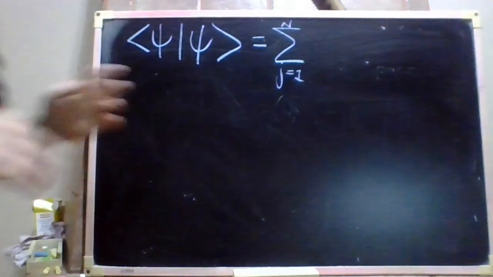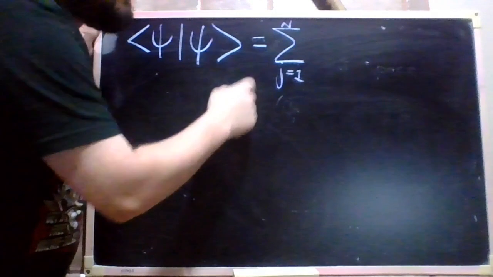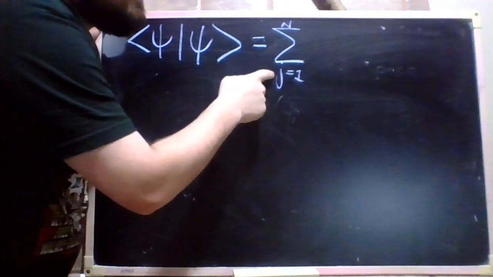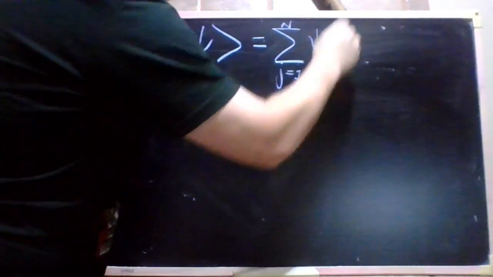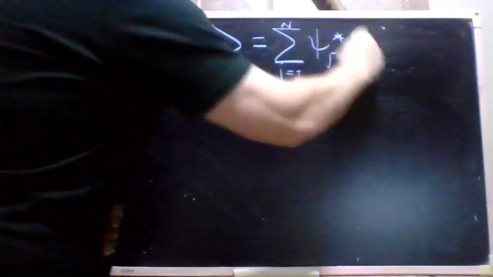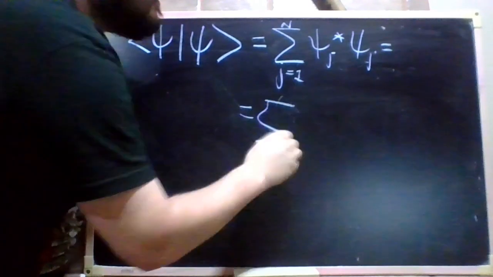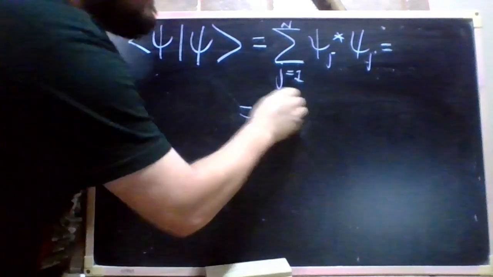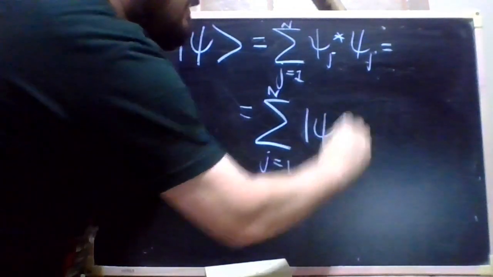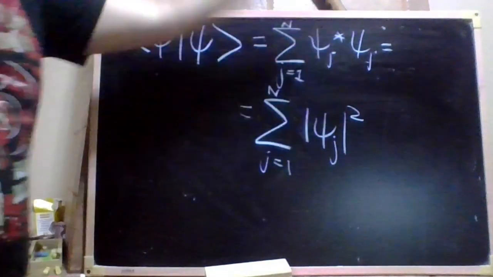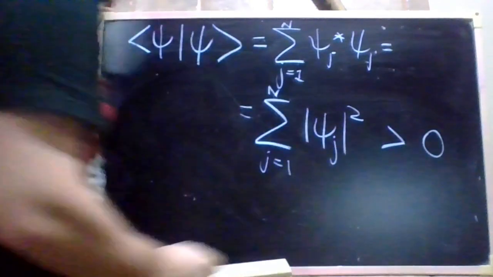But now consider a discrete Hilbert space in which you can index every component of the vector by a discrete number. In this case, you'll have a psi j complex conjugate multiplied by psi j. And we know from complex analysis that this is just the modulus of that complex number. You sum up all the numbers and you get a positive real number.